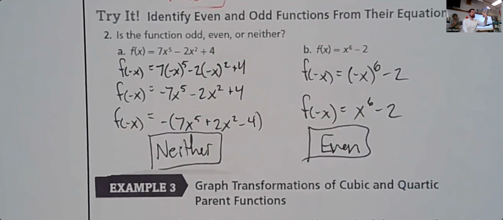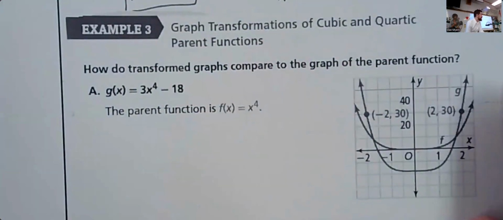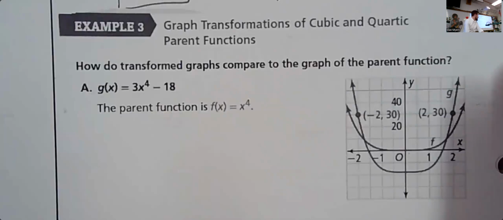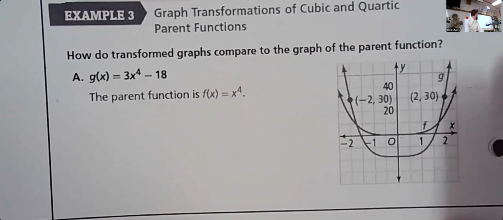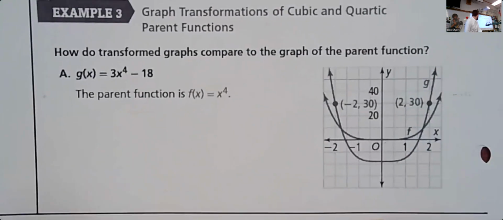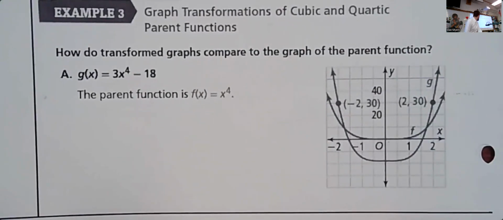How are we doing so far? Isn't too bad, right? Wait till we get to example 3. I'm just kidding. All right. This is the stuff that we've actually already seen before, which is great. Well, great for some, maybe not so great for others, depending on how you did with transformations the first time. So it says, how do the transformed graphs compare to the parent function?